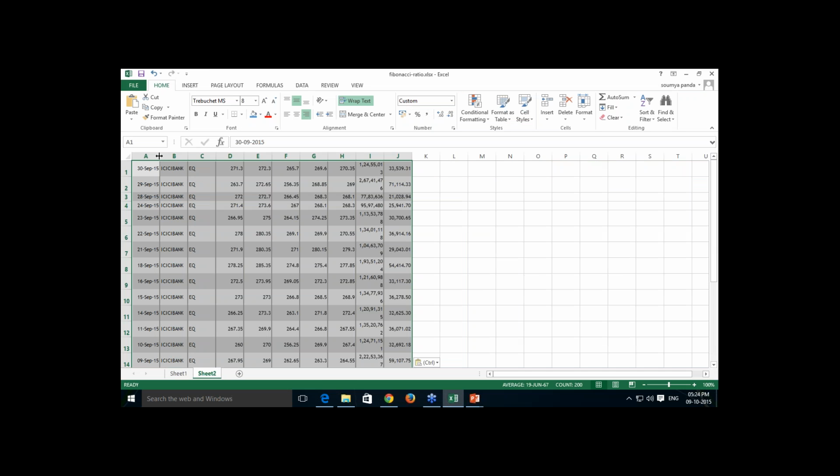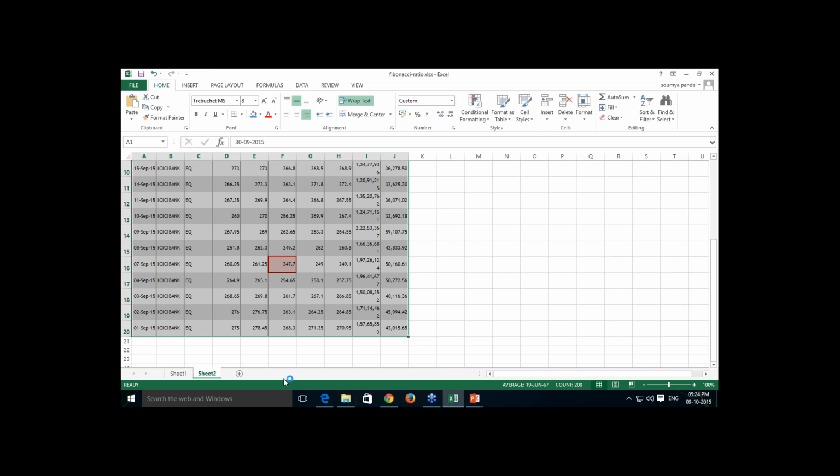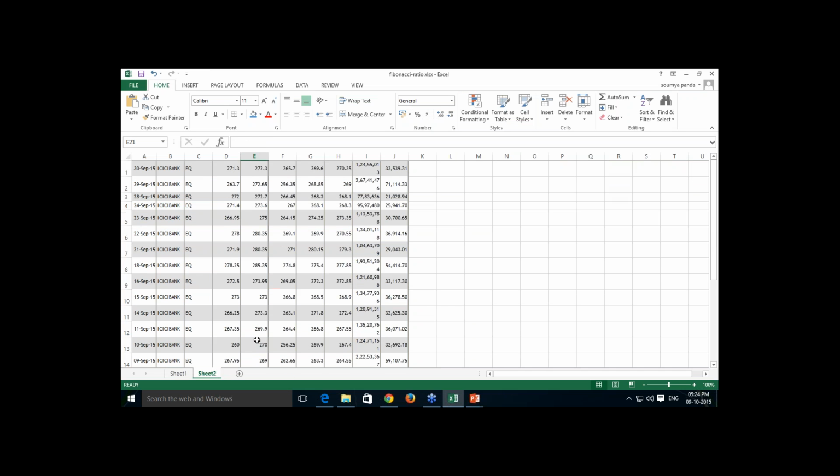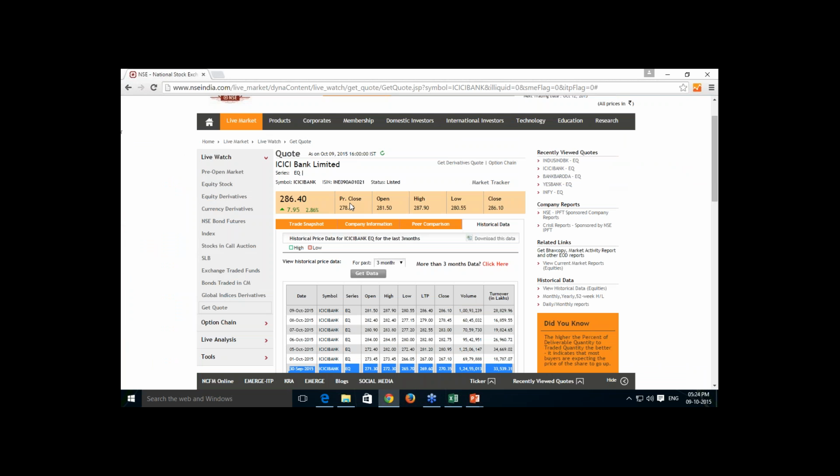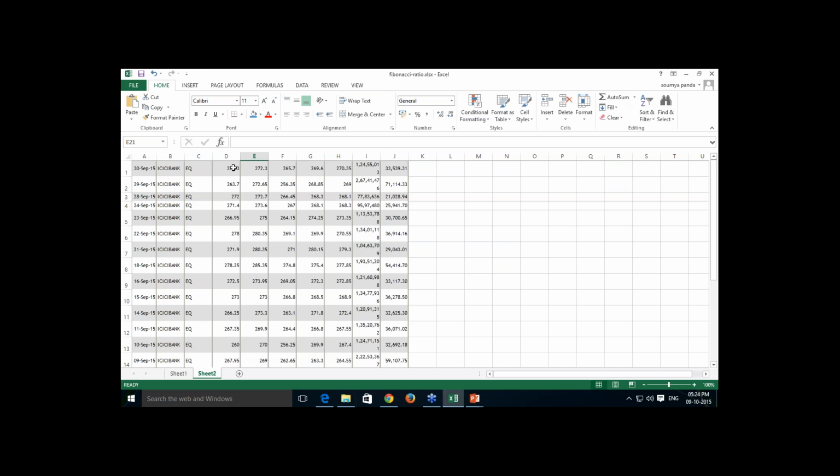So 1st September to 30th September we have done. The minimum is already available with us. Now the maximum we have gone, this is the high part of these things: open, high, low and LTP. The first price is open, this is the high.